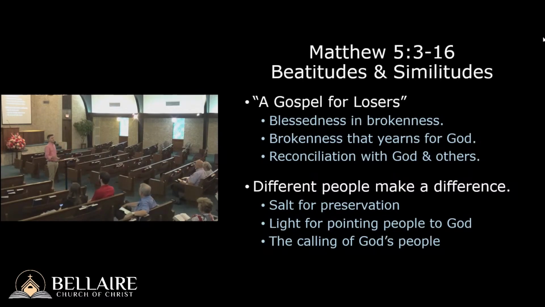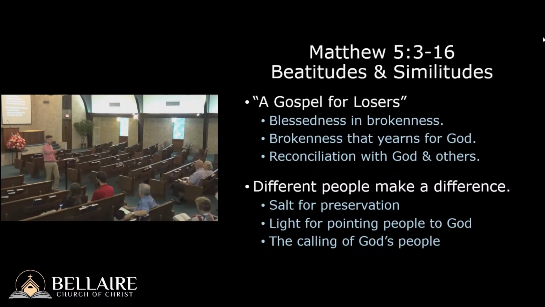Also, I was going to point out that this has been the calling of God's people forever. Think about the promise to Abraham: your descendants will be a blessing to the world. Think about the language of Israel: you're a light to the nations. This is who God's people have always been supposed to be, and kingdom citizens are called to this.